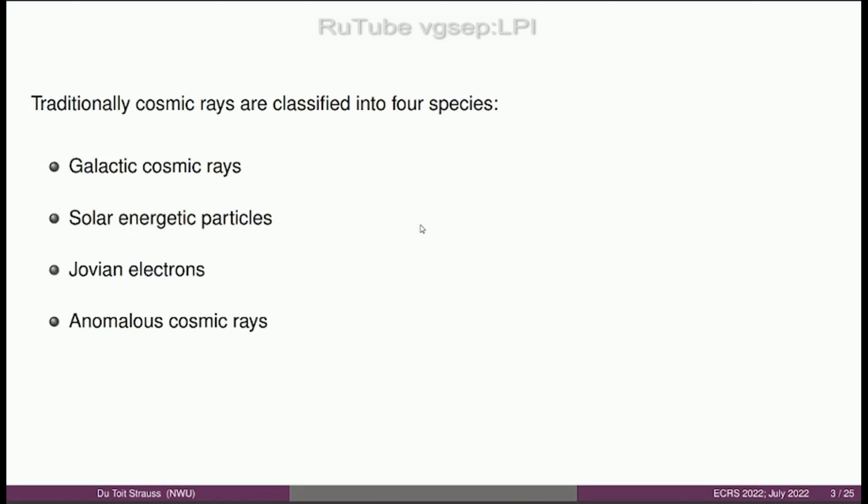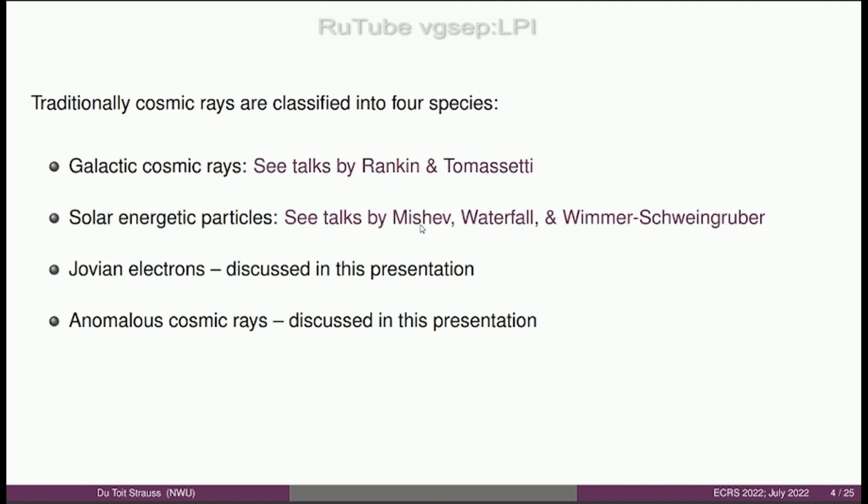So if we talk about cosmic rays, at least at our energies at Earth, we're usually talking about four different populations. The galactic cosmic rays, I think most people here to some extent work with or are familiar with, the solar energetic particles. But there's also two other low energy species, the Jovian electrons and the anomalous cosmic rays. And what I want to do in this presentation is to focus on these two populations.